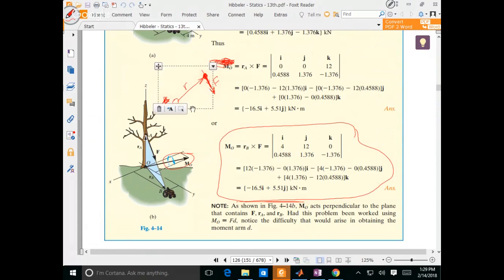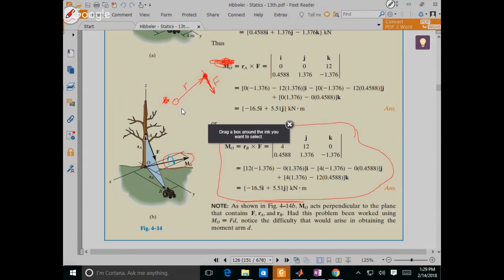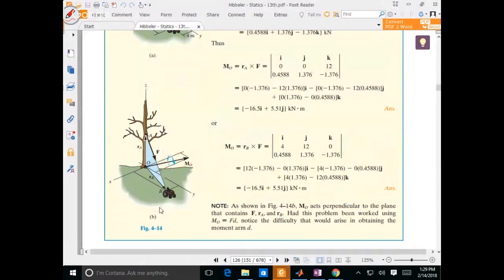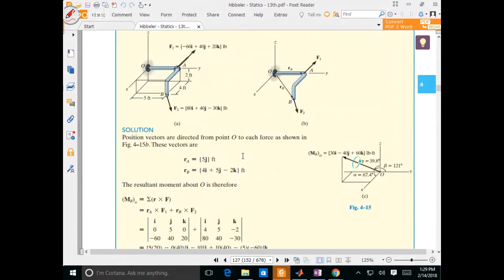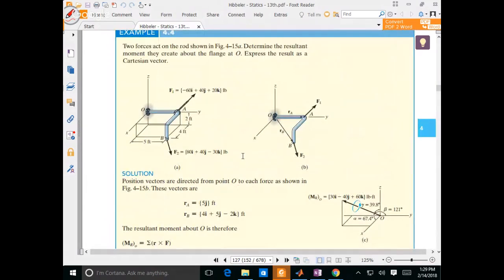And so maybe what I'll do is do enough of these that you see that kind of mentality always works. But if you want to stare at it and read it and think about it, it may make sense to you. But I would say be careful a little bit. Okay, so here's another case. He says two forces act on the rod, determine the resultant moment they create about the flange at point O. So he's immediately identifying what he wants to find the moment about.